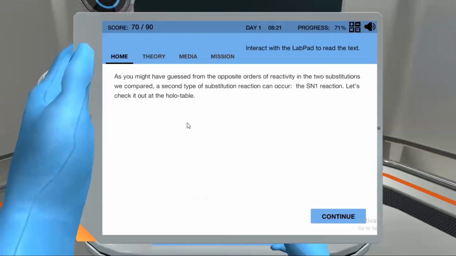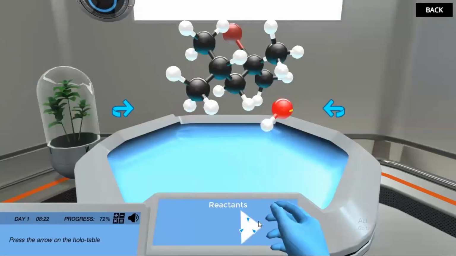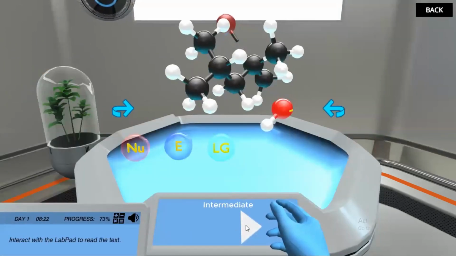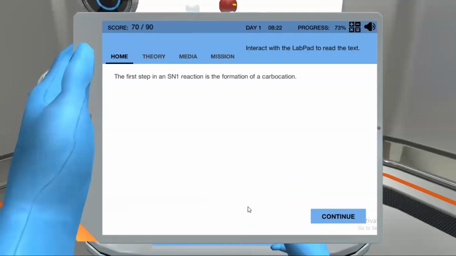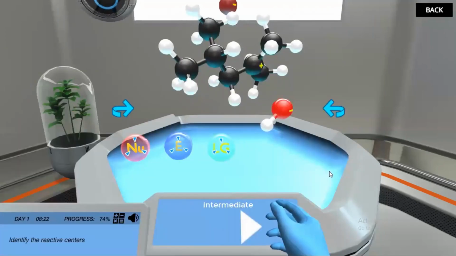As you might have guessed from the opposite orders of reactivity in the two substitutions we compared, a second type of substitution reaction can occur, the SN1 reaction. Let's check it out at the hollow table. Press the arrow on the hollow table. The first step in an SN1 reaction is the formation of a carbocation. Identify the reactive centers.